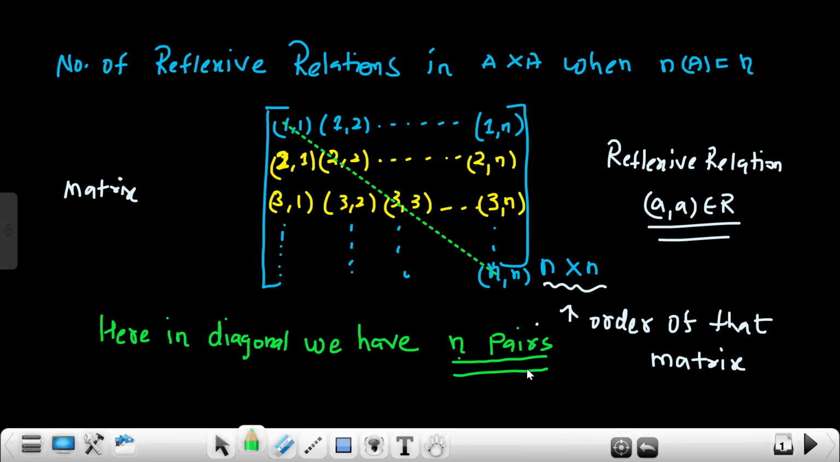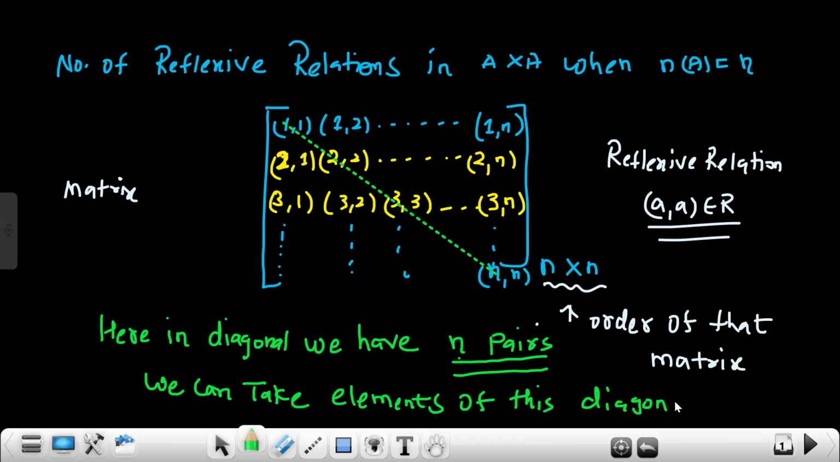And if this relation is reflexive, we have to take this diagonal. We have to consider this. So for this diagonal, we have only one choice: we have to take the elements of this diagonal in one way only. That means we don't have any other option. We have to take that, right?